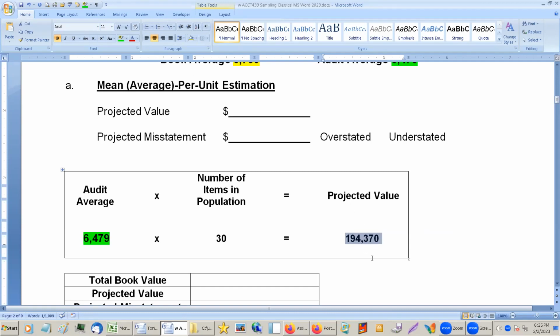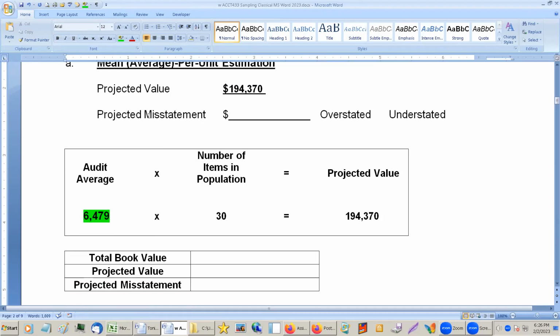All right, so this is the projected value. What we did is we took the average of the items that we picked from the sample of our 5 items. We projected it over their entire population, and we came up with a projected value of 194,370. And now we have to see what the projected misstatement is, because this is the one that we want to look at to see whether it is a material misstatement.